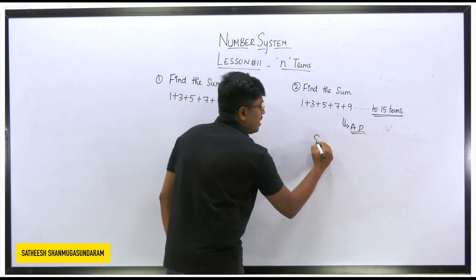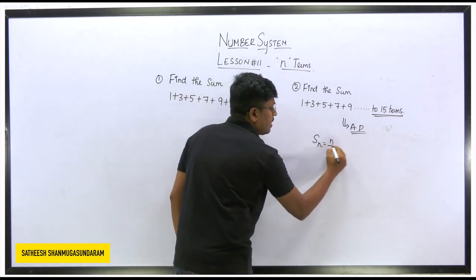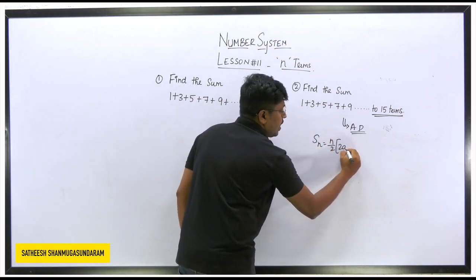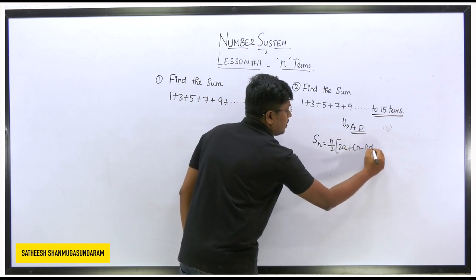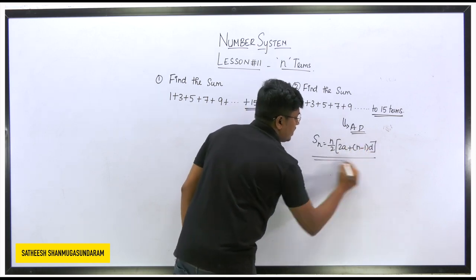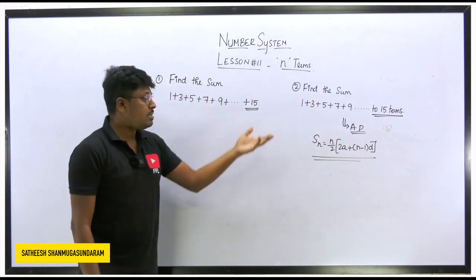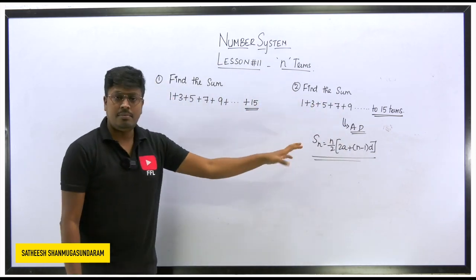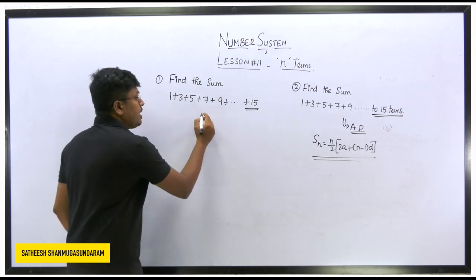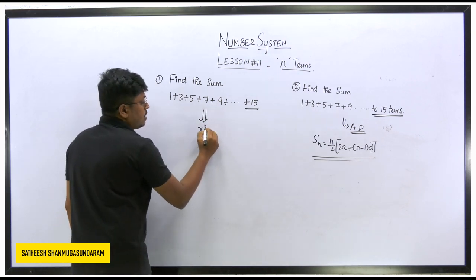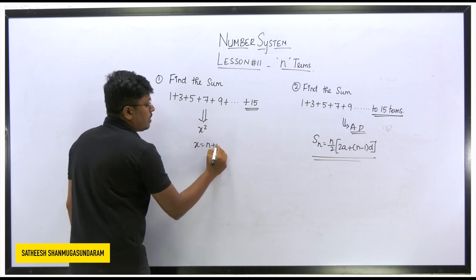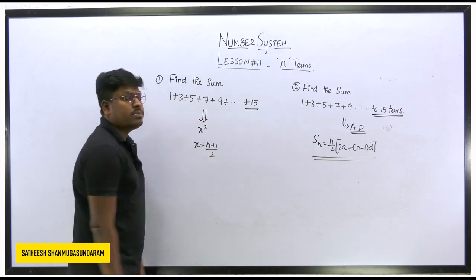The formula here is, I hope you have heard this formula, n by 2 into (2a plus (n minus 1) into d). Right? It's very easy. We just need to pick up all the values from the series, substitute them in the formula, and you will get the answer. And the formula for this question is x squared, where the value of x will be (n plus 1) by 2. So this is the formula to solve this question.